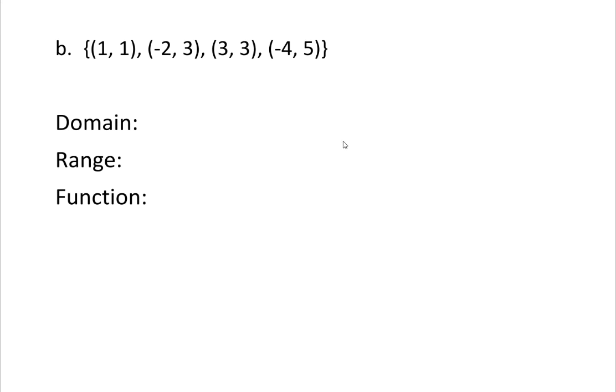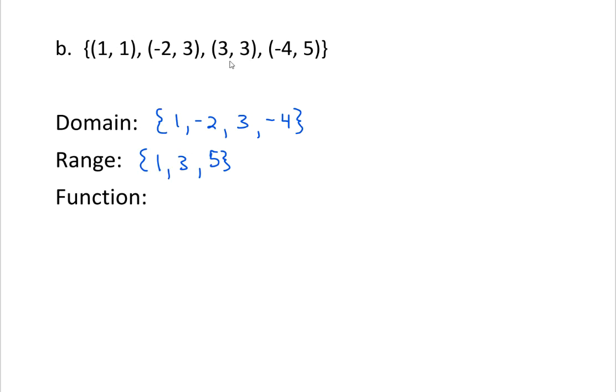Here we have another relation. Let's list the numbers in the domain. And that would be 1, -2, 3, and -4. And then the range, all of the second values or all the y values, would be 1, 3. We have 1, 3, and then we have another 3, but like I said, we only need to list it once when we're putting it in the domain or the range, and 5. Okay, now we need to determine whether or not this is a function.